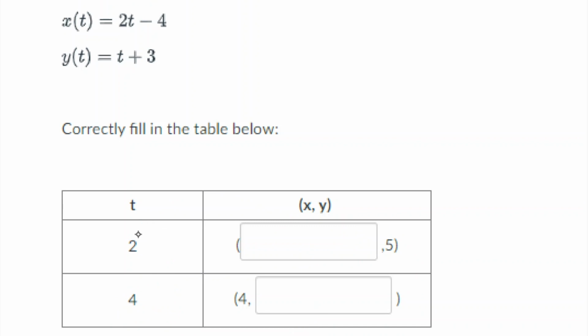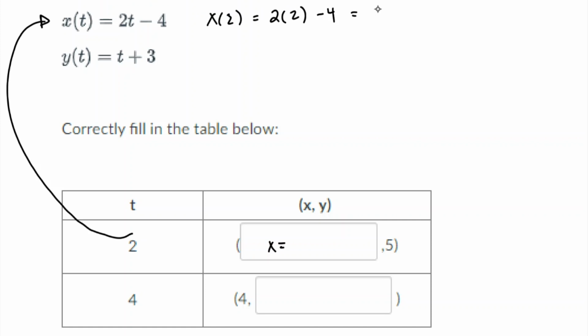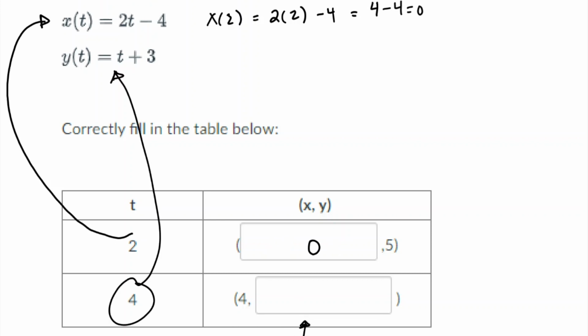So when t is 2, I need to plug that in to my x of t equation, because I want the x value. x of a t-value of 2 is equal to 2 times 2 minus 4. 2 times 2 is 4, minus 4 is 0. So I'd plug in a 0 for the first one. Now I want to find the y value because I'm looking for the second term when t is 4, so I'm going to plug that into this one. Y when t is 4 equals 4 plus 3, which is 7, so I'll type in a 7.